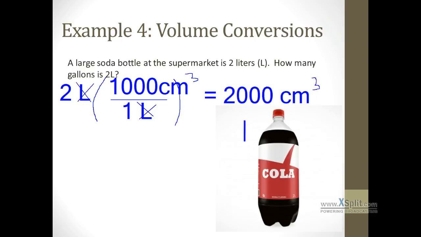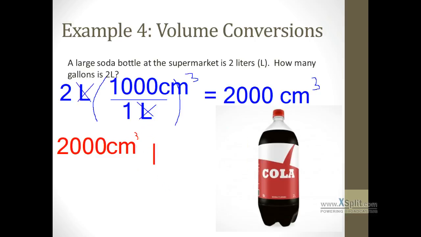That's step 1. I might have to erase here a couple of times for the rest of the steps. So now we're going to start with 2,000 cubic centimeters of soda. I want to convert that to cubic inches. Here's where it gets a little bit tricky.